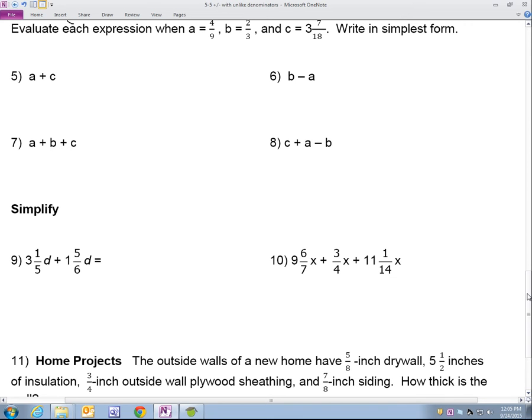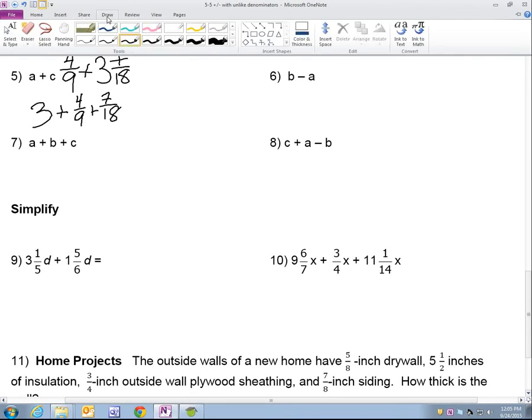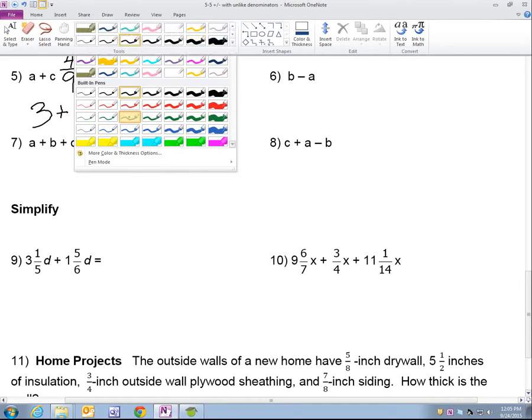So it comes out to be A is 4/9 plus C, which is 3 7/18. As we learned yesterday, the first thing I'm going to do is pull that whole number out front because it's addition and I can do that. Then I have 4/9 and 7/18. You know that 9 times 2 is 18. So what are you going to have to do to that 4? Chase, what am I going to do? I'm going to multiply it by 2.